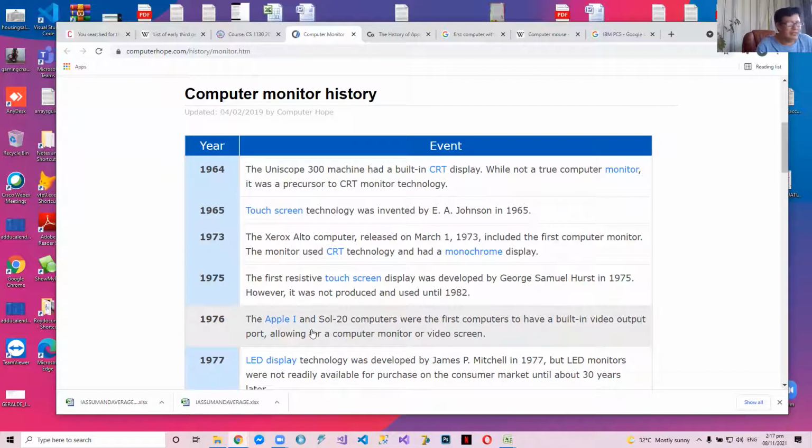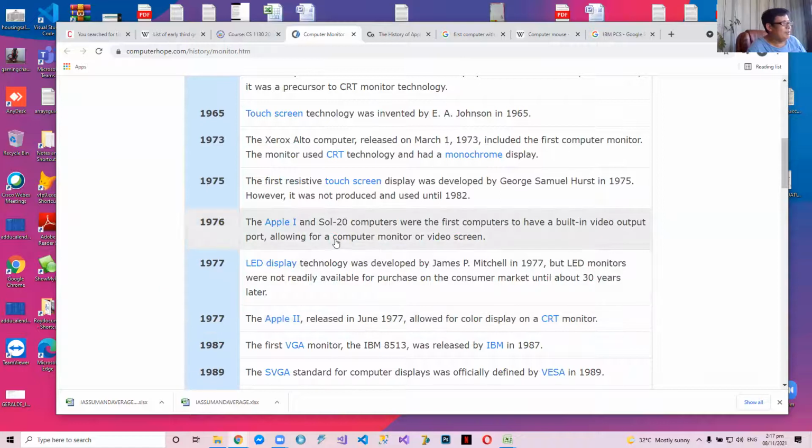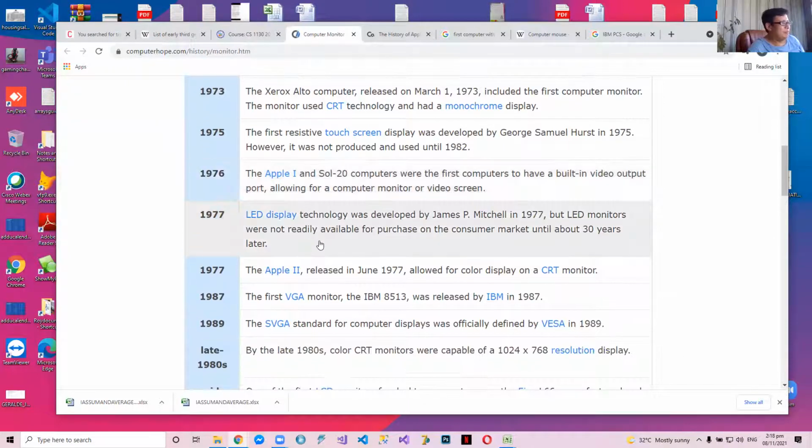S-video, it's not yet the VGA. S-video has a different coaxial plug, so it's different from the VGA. And the first computer with a video output is the Apple I. Okay, this is 1976. Now, the first computer with a video output.